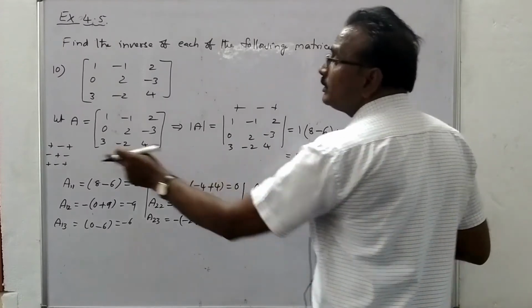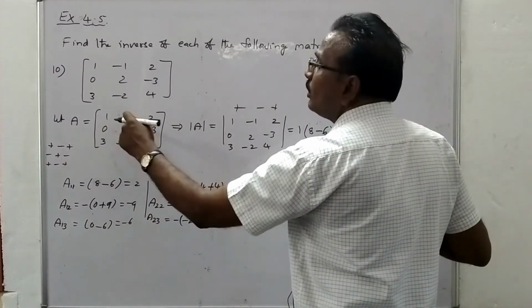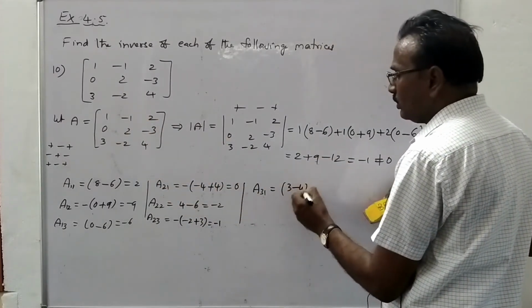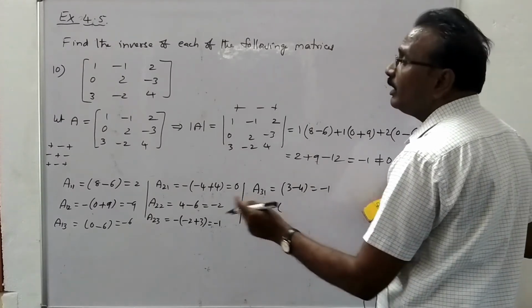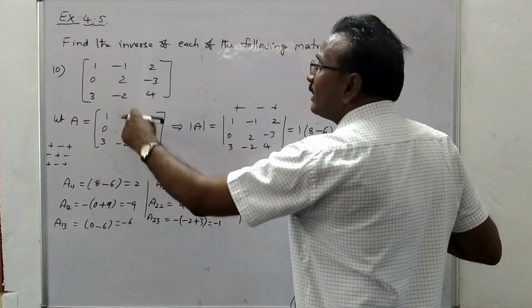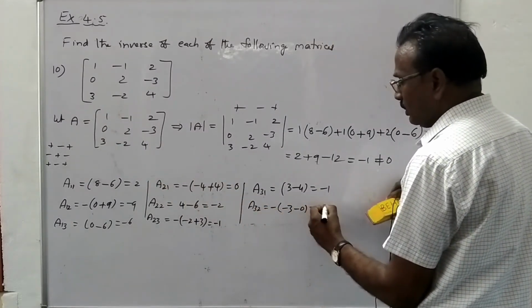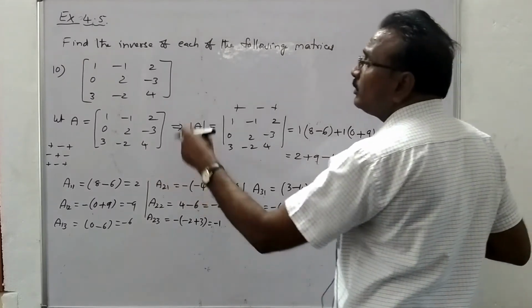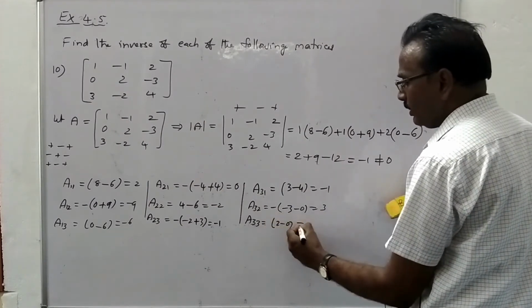Next, a31 sign is plus, deleting third row first column: minus 1 into minus 3 is plus 3, minus 4, the value is minus 1. a32 sign is minus, delete third row second column: 1 into minus 3 is minus 3, minus 0, that is plus 3. a33 sign is plus, deleting third row third column: 1 into 2 is 2, minus 0, the value is 2.